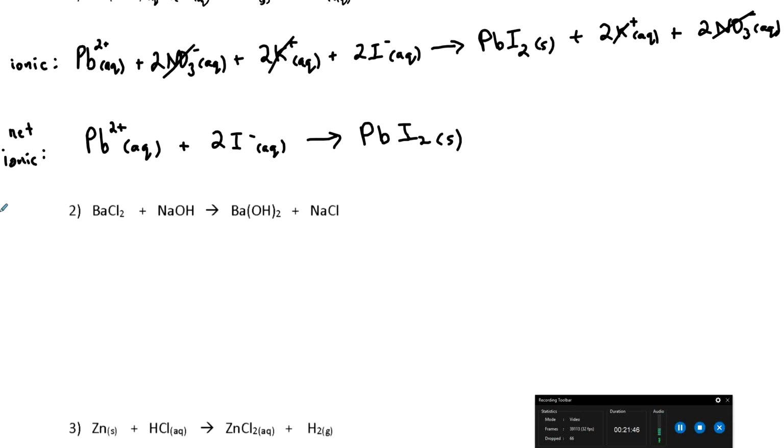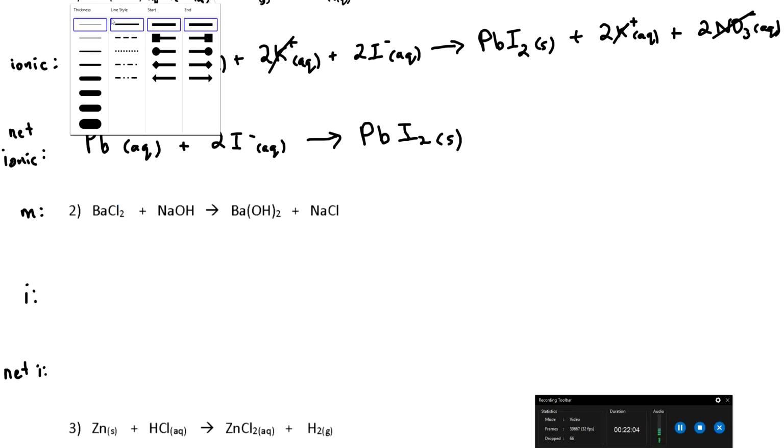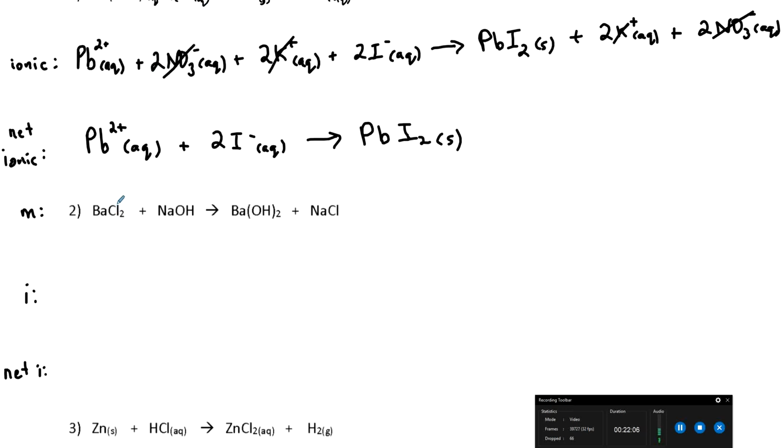Okay, so let's do a few more. So here's our, I'll just go molecular, ionic, net ionic. So the molecular is written out for us with a few things missing. We need the states. So aqueous and aqueous for our reactants.